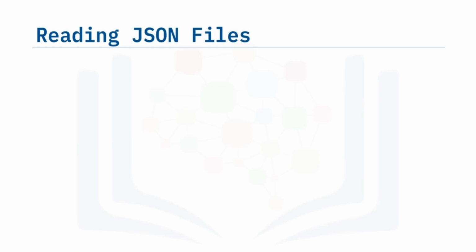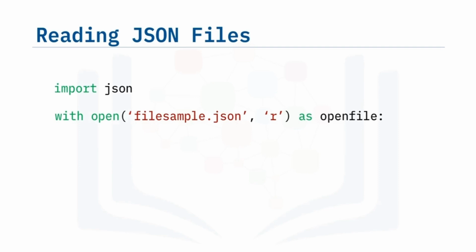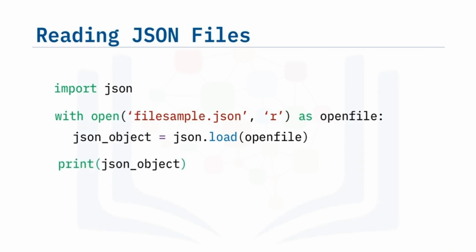In this type of file, the text is written in a language-independent data format and is similar to a Python dictionary. The first step in reading this type of file is to import json. After importing json, we can add a line to open the file, call the load attribute of json to begin, and read the file. And lastly, we can then print the file.